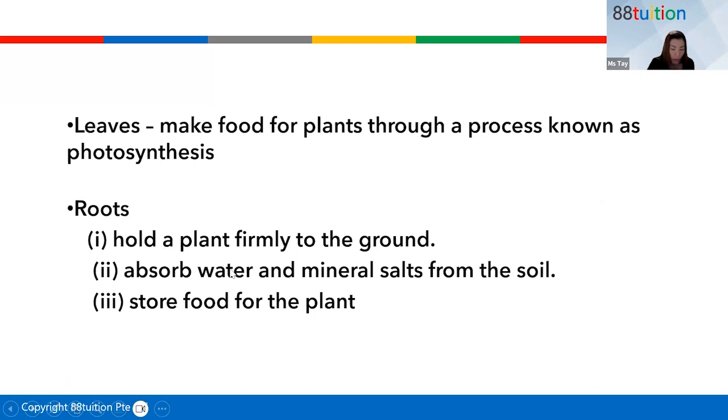Okay, take note, the roots. If you are not very clear about the function of roots, I need you to take note right now. A lot of times we just think that roots are responsible for taking in water, right? Yes or no? We only remember that. But roots also play another important role, which is to hold the plant firmly to the ground. And then we actually stop there most of the time. But today, I'm going to tell you one more thing. You must remember the roots also store food for the plant.